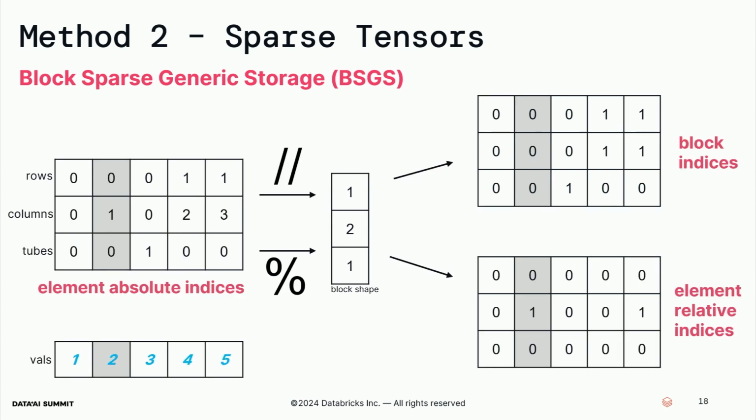Then we have the COO coordinates and we have the block shape. We will then do some operations: division and also modular operations to get the block indices and also the element relative indices on the right-hand side. Block indices just means the indices for the block, and the element relative indices just means the relative position of the element inside this block.